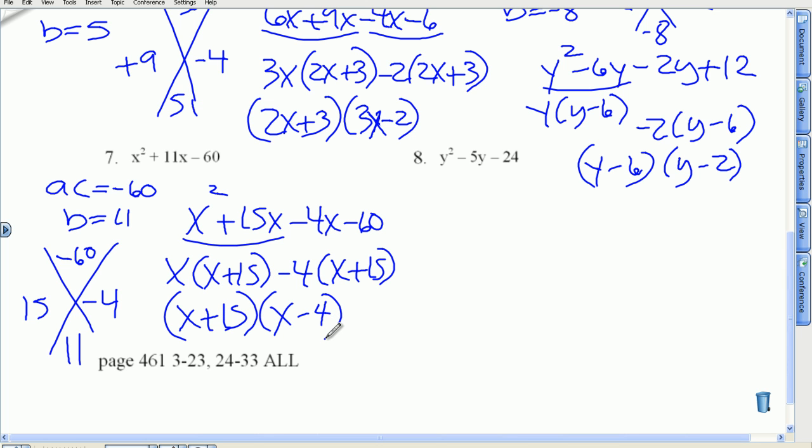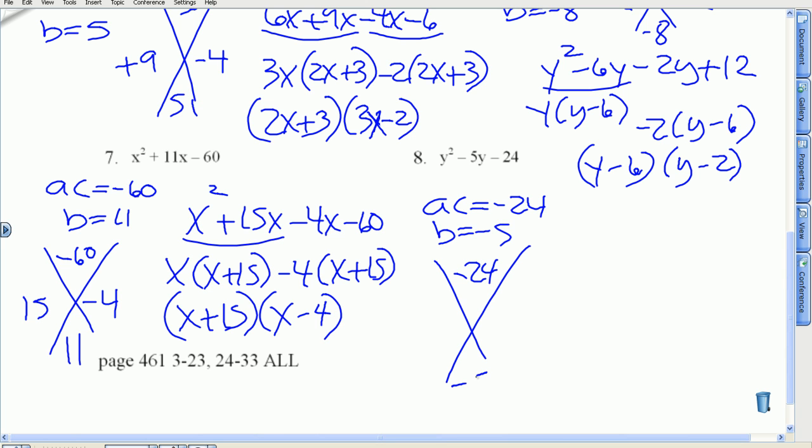Our last example, AC is negative 24, B is negative 5. We'll set up our puzzle. Factors of negative 24 that add to be negative 5. 24 is 1 times 24, 2 times 12, 3 times 8. 3 and 8. Let's see if I can make this work. If 8 is negative, negative 8 plus 3 is negative 5. To have a negative 24, I do have to have one of these negative, and that'll work out great.